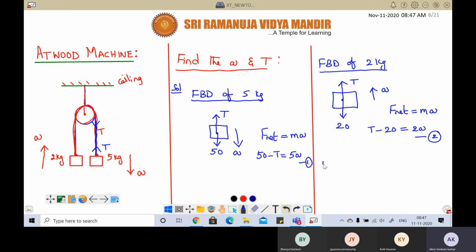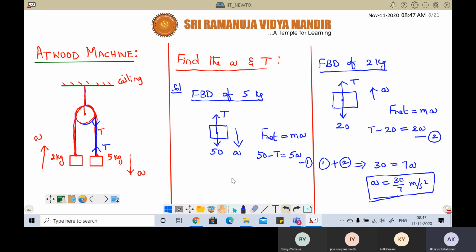So equations 1 and 2, two equations, two unknowns. If I add equations 1 and 2, T will get cancelled. 50 minus 20, 30, is equal to 5a plus 2a, 7a. So a is equal to 30 by 7 meters per second squared. This is the acceleration.